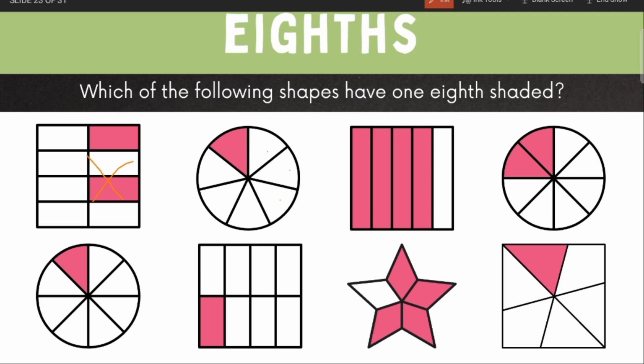1, 2, 3, 4, 5, 6, 7. Not correct. 1, 2, 3, 4, 5. Wrong. 1, 2, 3, 4, 5, 6, 7, 8. But 2 are selected. Wrong. This is correct. 1, 2, 3, 4, 5, 6, 7, 8. But 1 is selected. It means it is the correct one. 1, 2, 3, 4, 5. Wrong. 1, 2, 3, 4, 5, 6, 7. Wrong. So these 2 are the only correct ones.